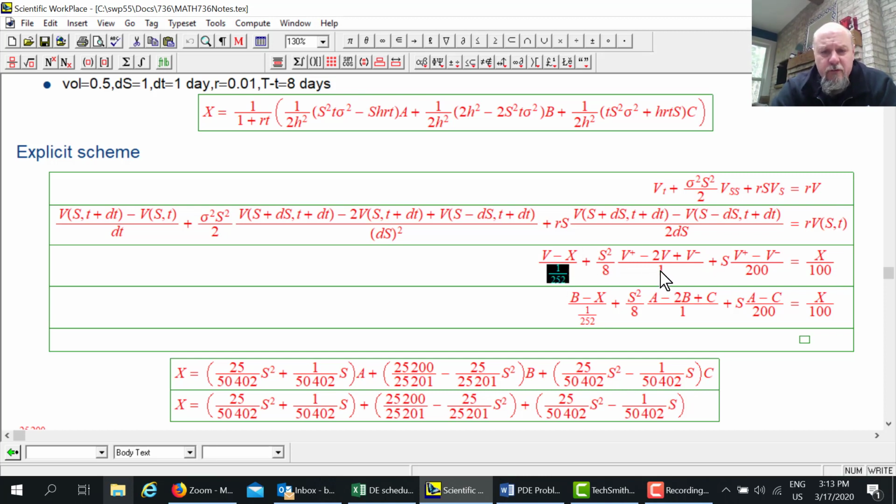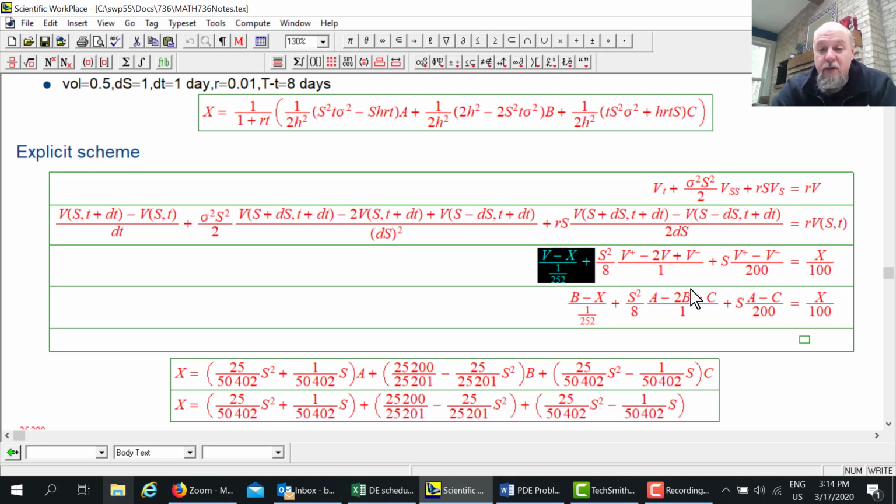Where does this, so let's see here. This is the V sub plus. I'm saying if the stock goes up, that was our C. The V was our B, and this was our C here. Where does this 8 come from? Well, the volatility is 0.5, so 0.5 squared is a quarter, divided by 2, that's the 8th that's here.